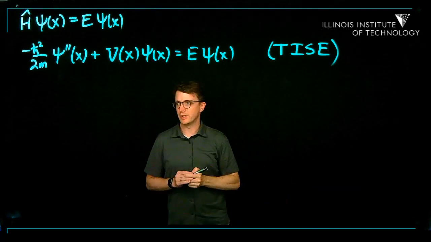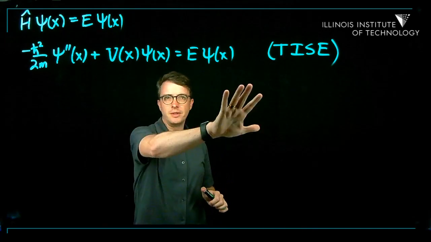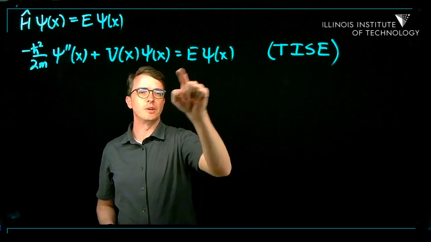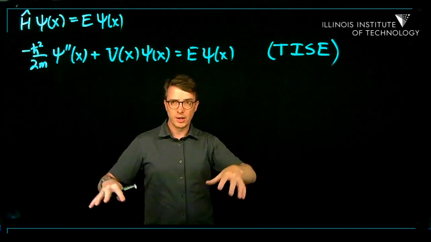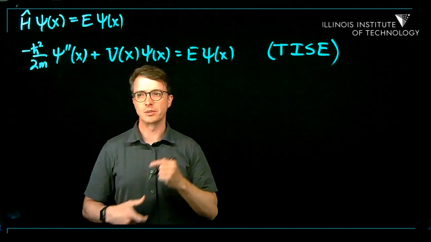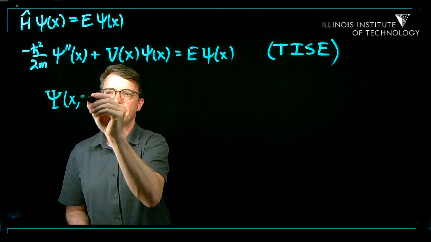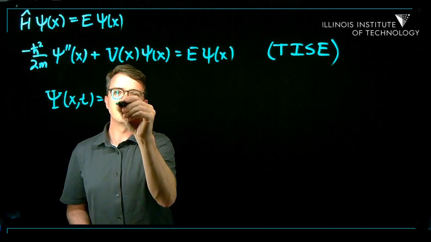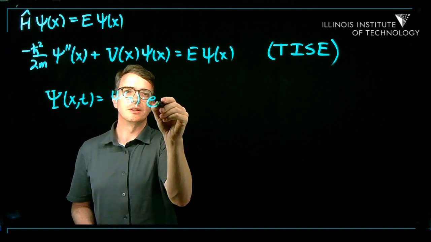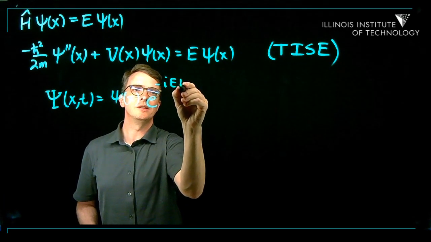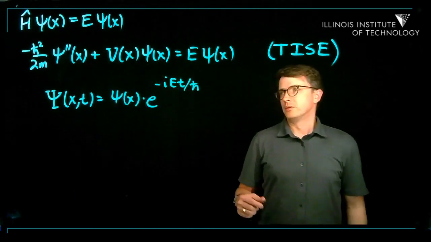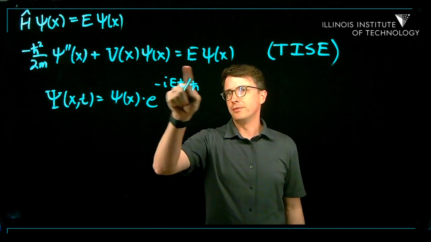And I claim to you that if we were able to solve this for some value of E, where E is the energy, then we know how to solve the full Schrodinger equation, because my full time-dependent wave function, psi of x and t, was psi of x times e to the minus iEt over h bar. So now the problem comes: how do I solve this equation?